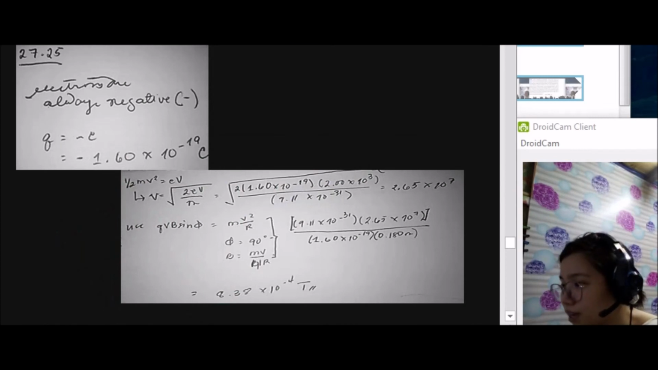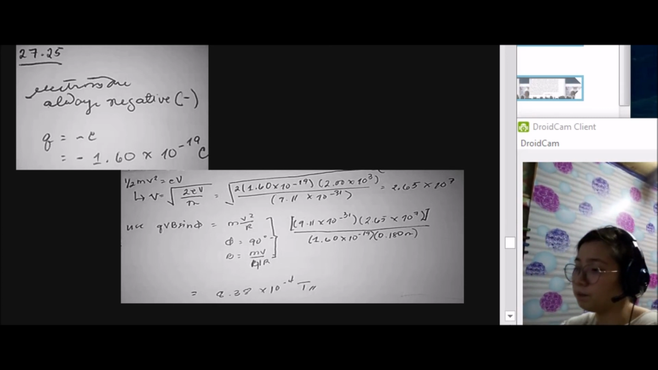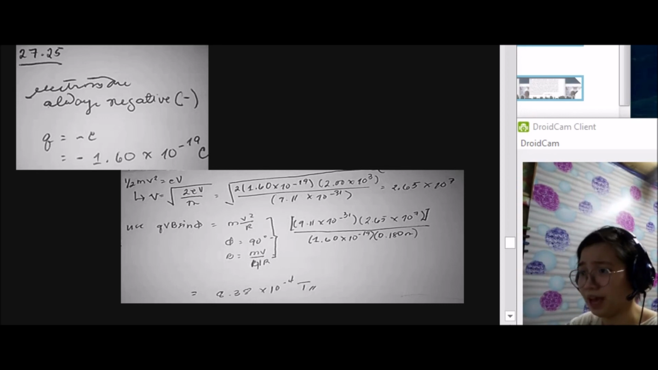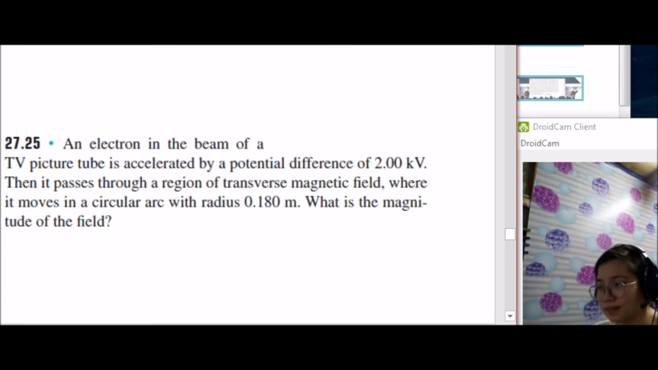This is m, this is v, and q is 1.6, and r is the radius, 0.180 meters. Calculating everything, we're going to have 8.38 times 10 to the negative 4, and that will be the magnitude of the field.